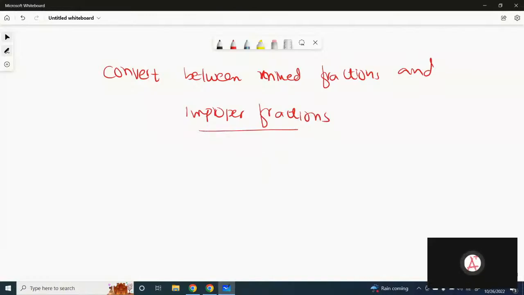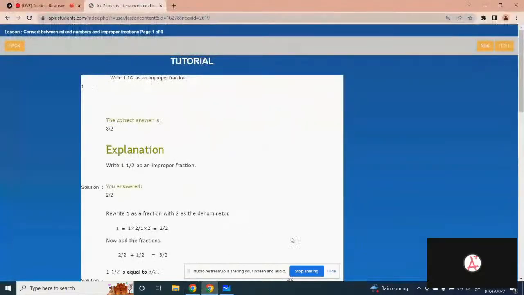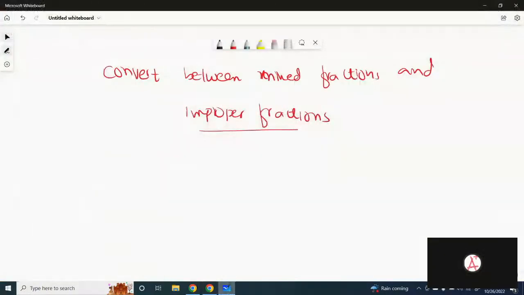Okay, let's start with an example. So, write 1 whole 1 by 2 as an improper fraction. We have to write 1 whole 1 by 2 as an improper fraction. So, how can we write 1 whole 1 by 2 as an improper fraction?